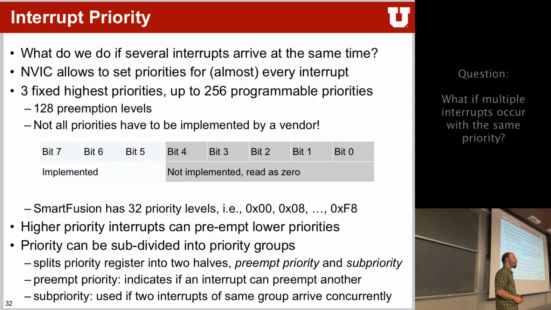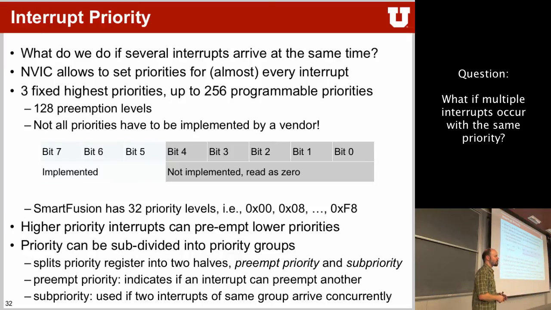Yes? So the 3 fixed highest priority handlers, what happens when you get 3 of those at the same time? On the same priority? Yeah. They get executed after each other. So if you have an interrupt and then another interrupt comes with the same priority, it will just wait until the handler finishes, and then it goes and executes the next handler of the other interrupt of the same priority.